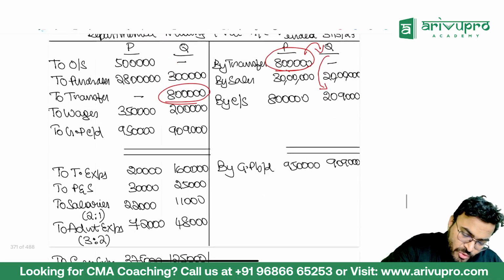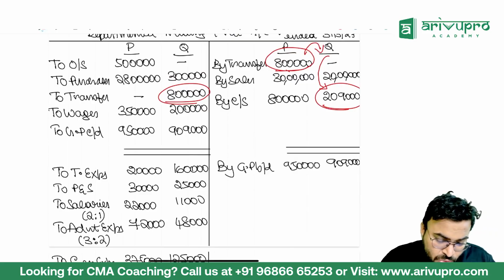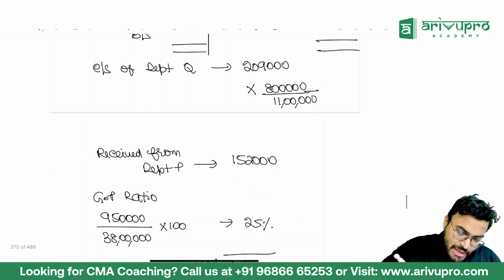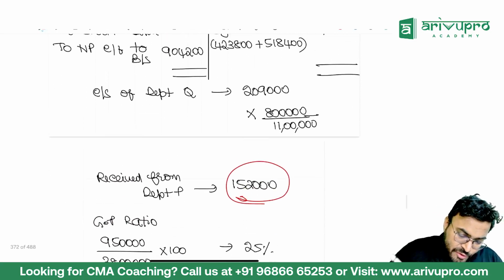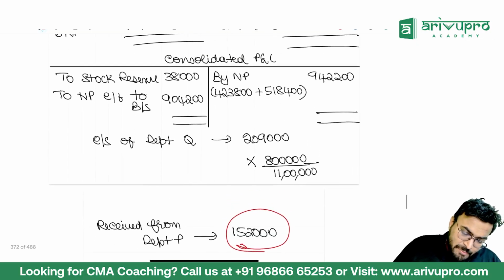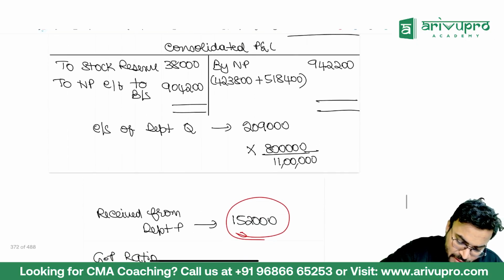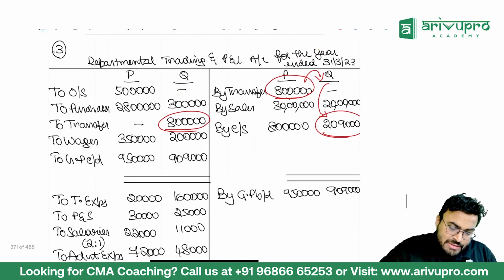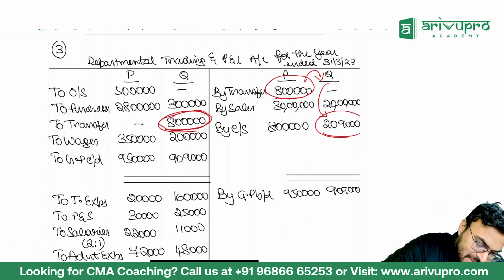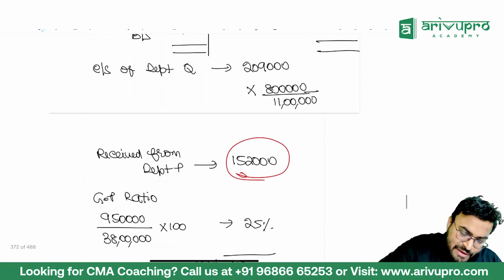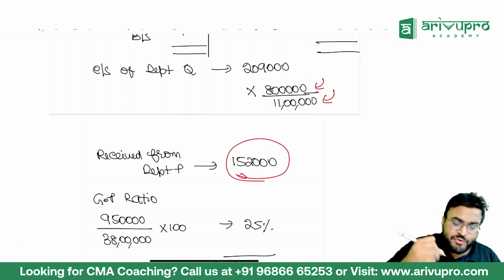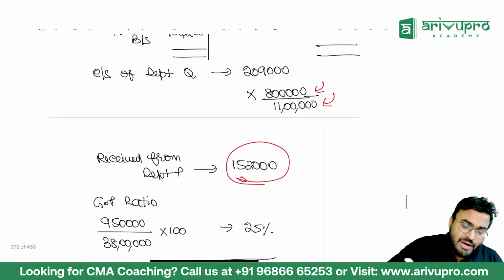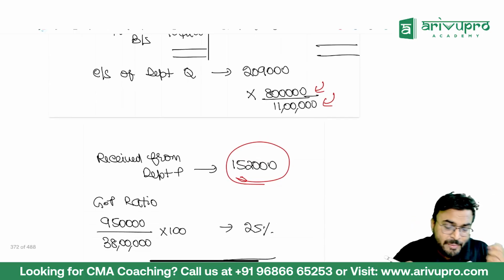What is the closing stock over here? 2,09,000. How much is received from Department P? Now how are we going to calculate? See over here, 8 lakh is received out of the other expenses. Their total expense is 11 lakhs. Out of 11 lakh, 8 lakh is received from the other department.